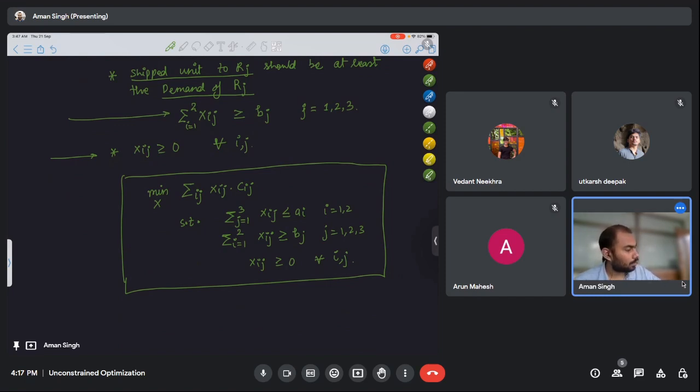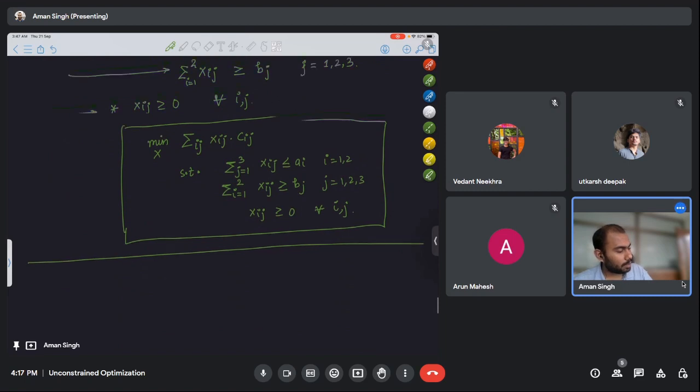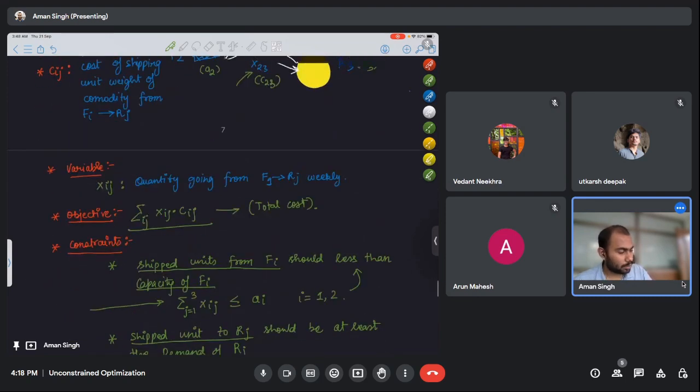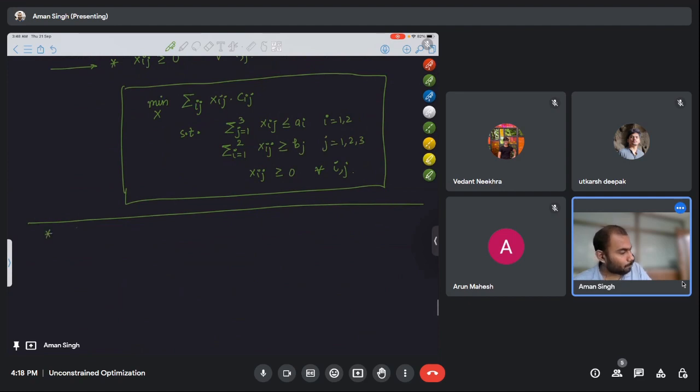Now we have discussed some ways to formulate problems mathematically. I want to look at the solution of optimization problems, and especially at graphical methods. As I told you earlier, there are three methods: graphical methods, analytical methods, and iterative methods.